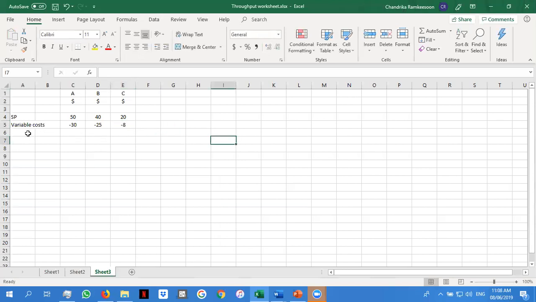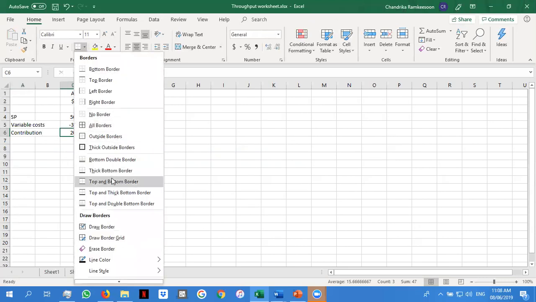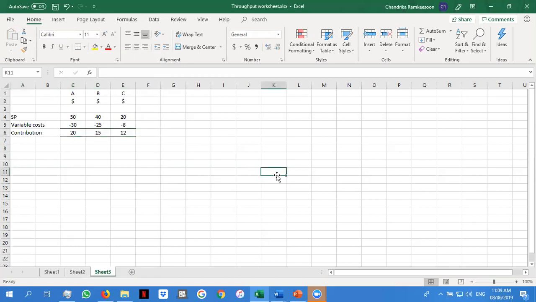Okay, so that means the contribution per unit would be 20, 15 and 12. Now these are the contributions of the units, meaning the sales less the total variable cost, again made up of materials, labor, and so on and so forth.